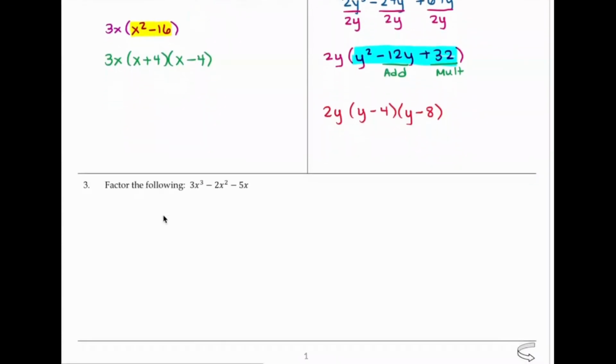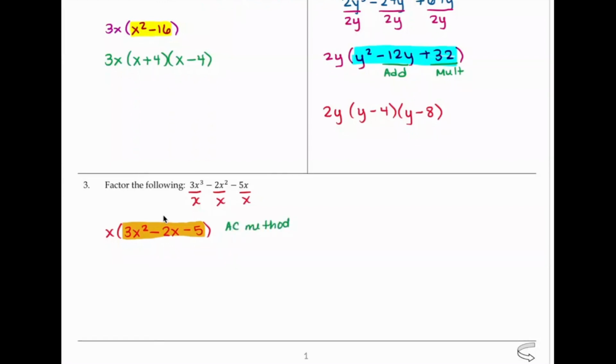All right, last one, factor the following. We have 3x cubed minus 2x squared minus 5x. So here I do have it in standard form. That's great. We are going to take out the GCF, and we are left with this trinomial. Now here, the a term is greater than 1. So we are going to apply the AC method.